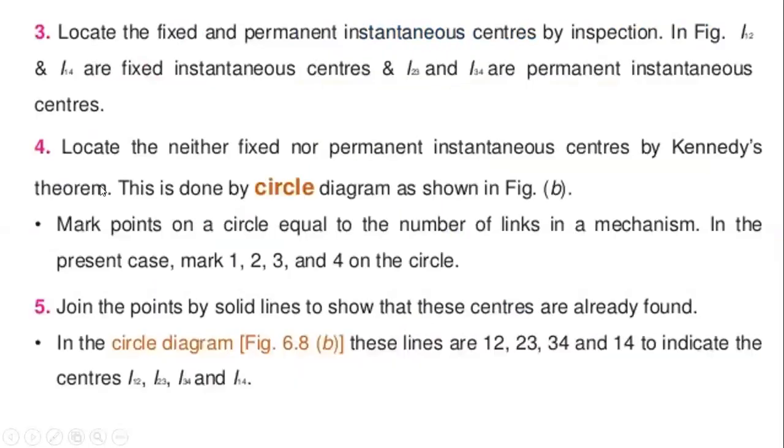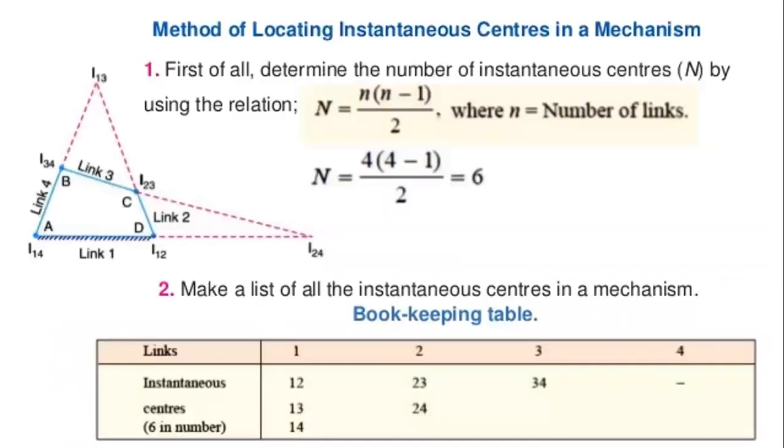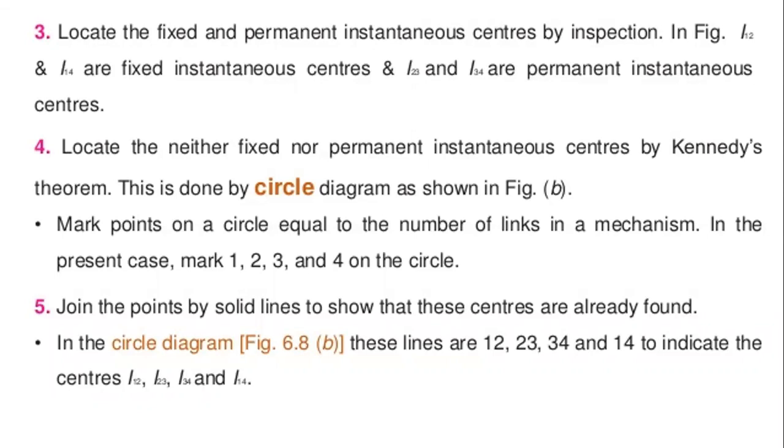The link 3, that is the connecting rod here, has the permanent instantaneous centers. So I23 and I34 are the permanent instantaneous centers here. And next, locate the neither fixed nor permanent instantaneous centers by Kennedy's theorem.